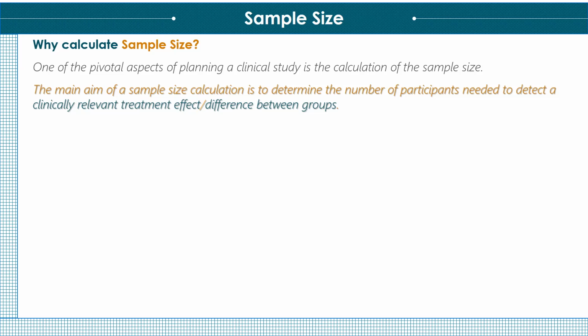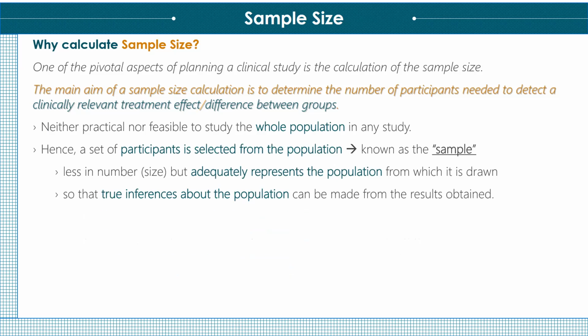So the main aim of a sample size calculation is to determine the number of participants from a population needed to detect a clinically relevant treatment or effect between these groups. Again, we can't study the whole population. So we select participants from the population, which is known as the sample. Okay, so the sample is obviously less in number, but adequately represents the population from which it is drawn. And this is so that true inferences about the population can be made from the results obtained.